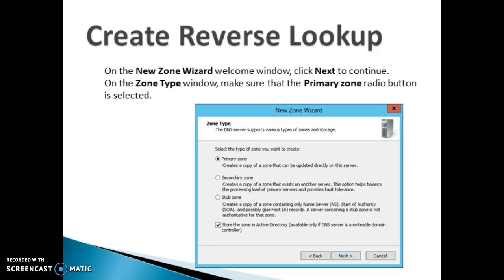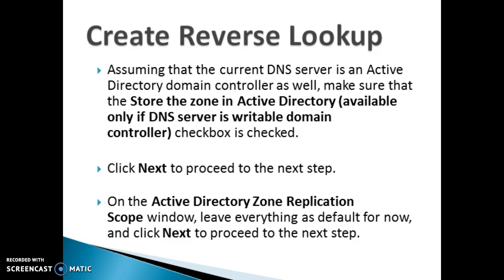On the New Zone Wizard welcome window, click Next to continue. On the zone type, make sure you select Primary zone, assuming that the current DNS server is an Active Directory domain controller as well. Make sure that we store the zone in Active Directory only. If the Store the zone in Active Directory checkbox is checked, then click Next.